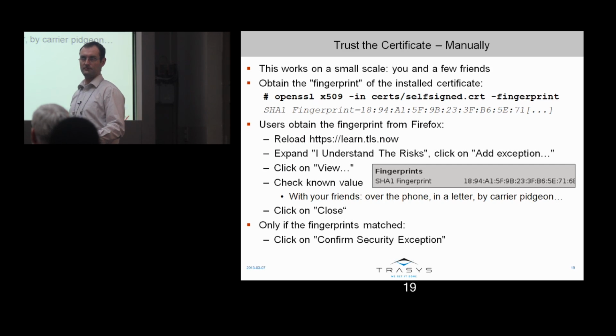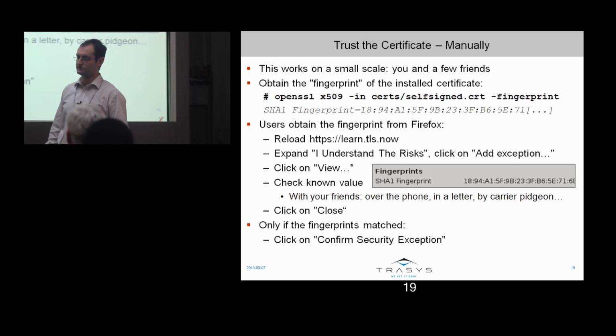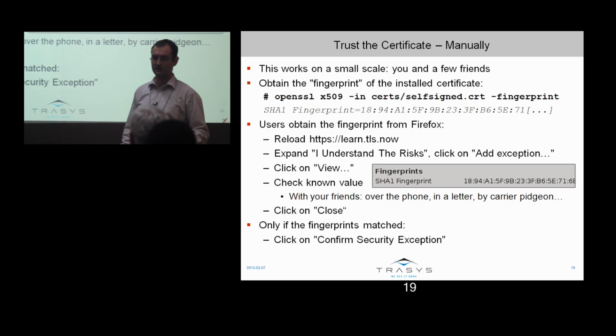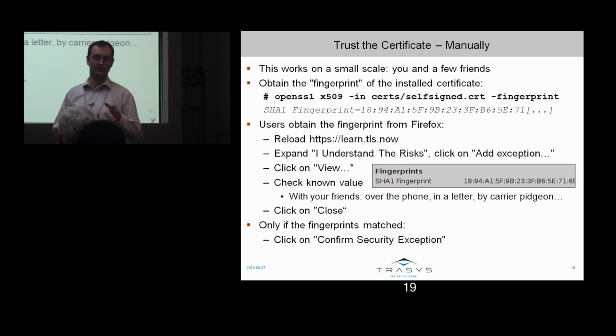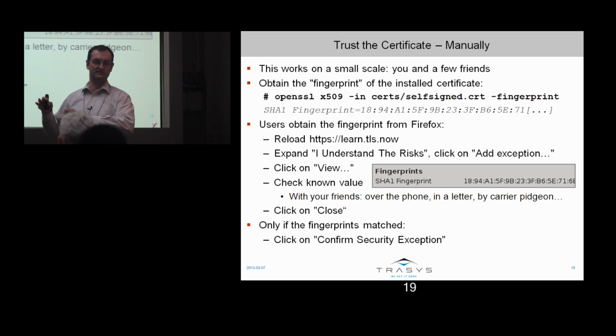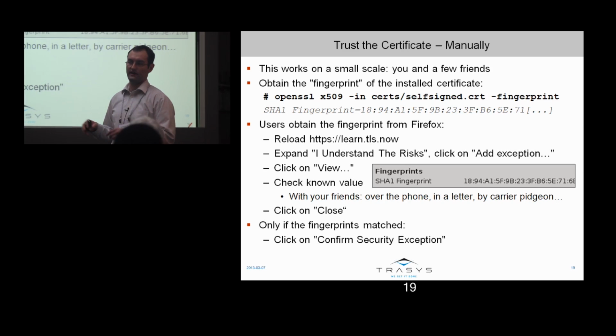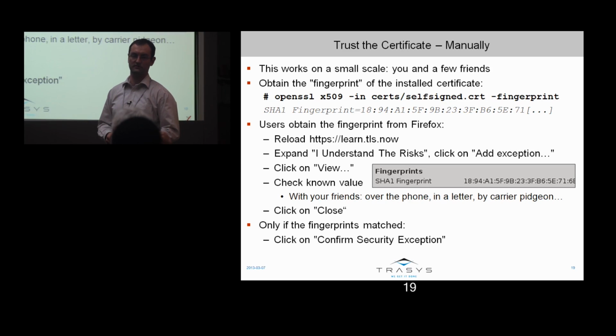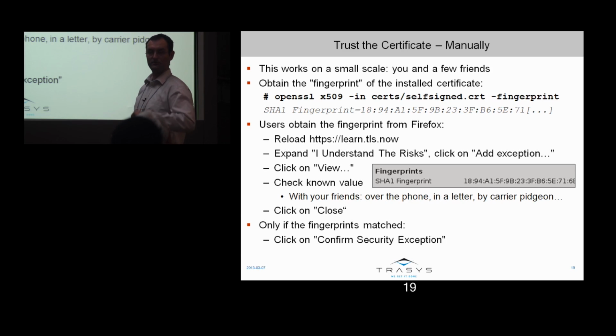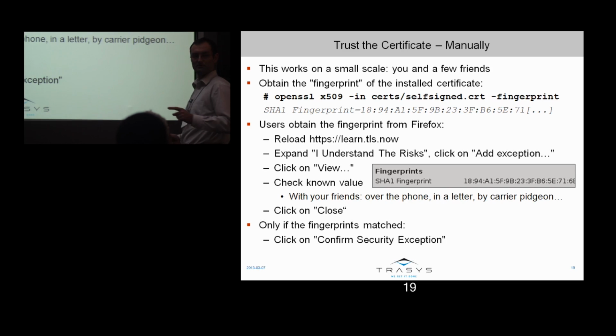Now, we're still going to get the problem that Firefox doesn't know who signed the certificate. But at least now when we navigate to https learn tls.now, and I'm assuming the hostname resolution is done to our site, we will not get the complaint anymore that the certificate seems to be for a completely different site. It's just a signer problem. And that one we're going to solve by adding an exception in Firefox. But before we do it, let's make sure that we are really adding the proper certificate.